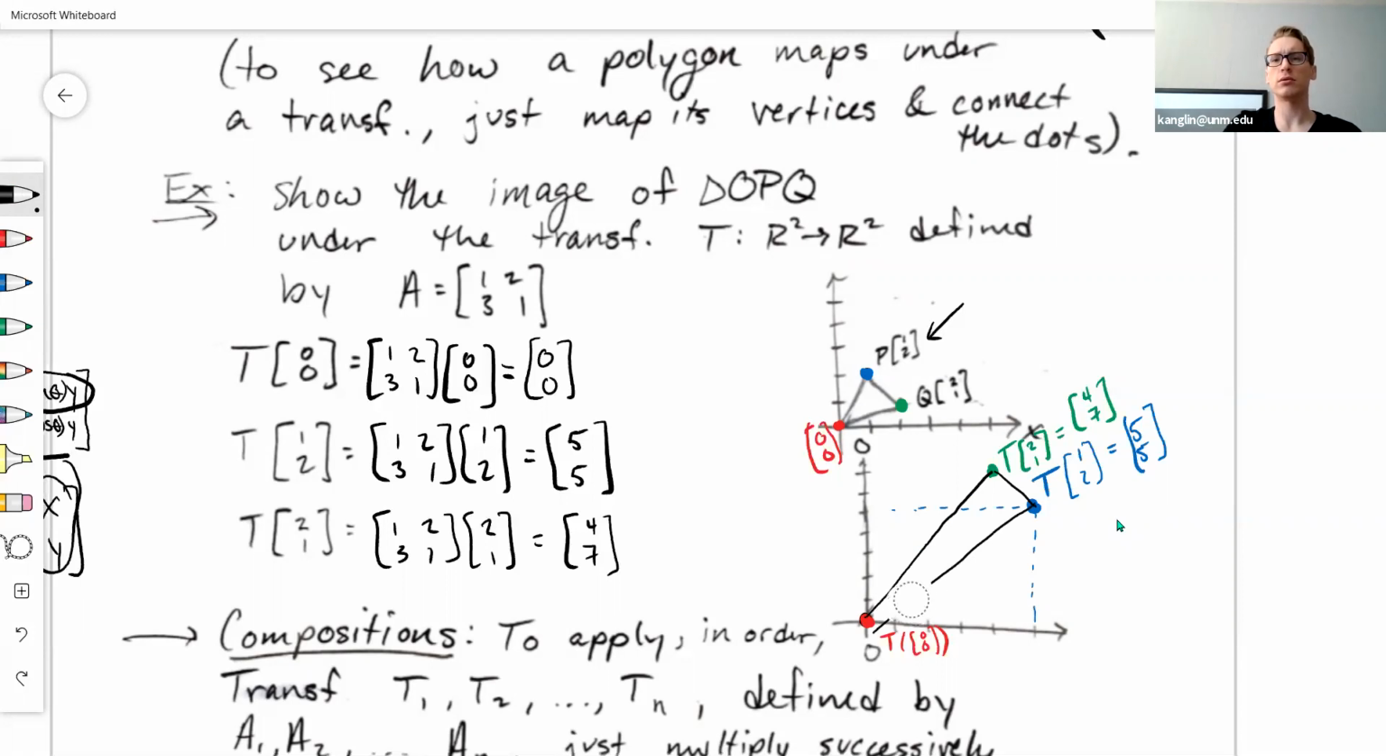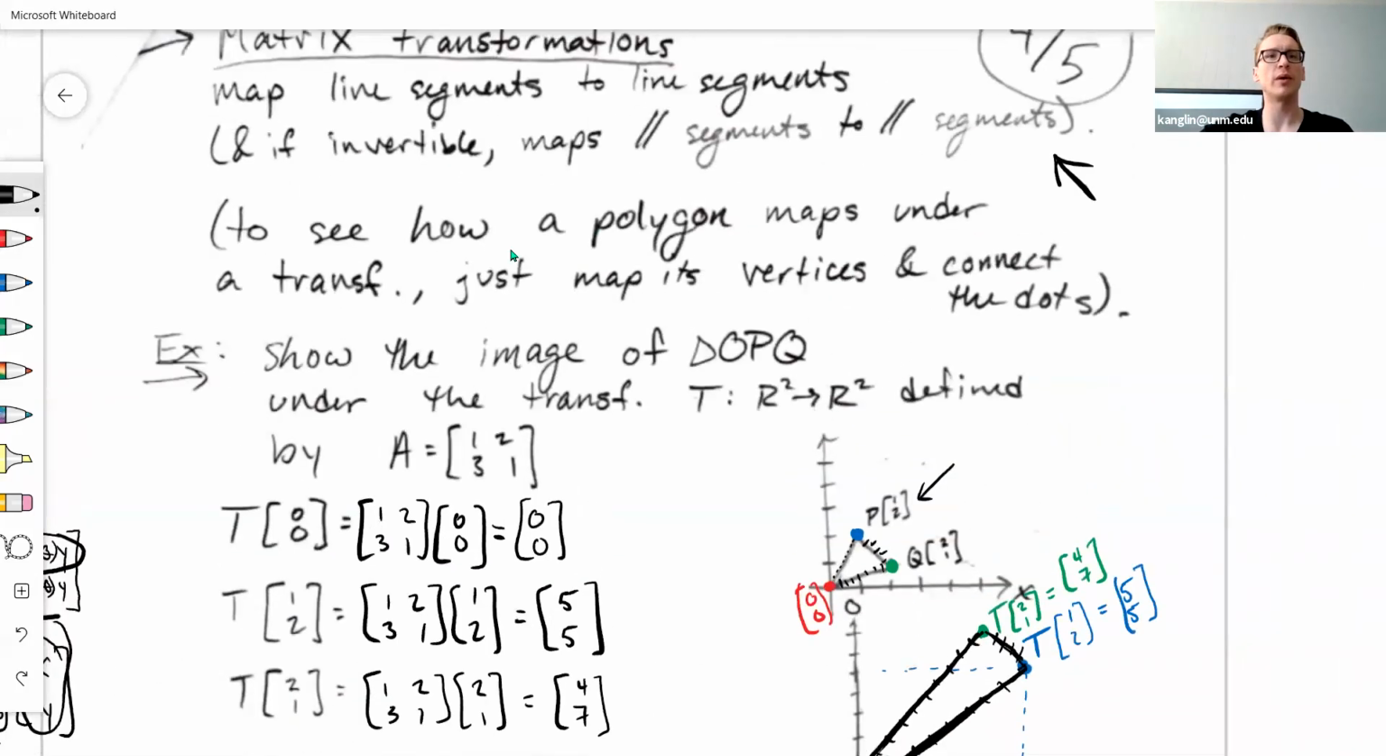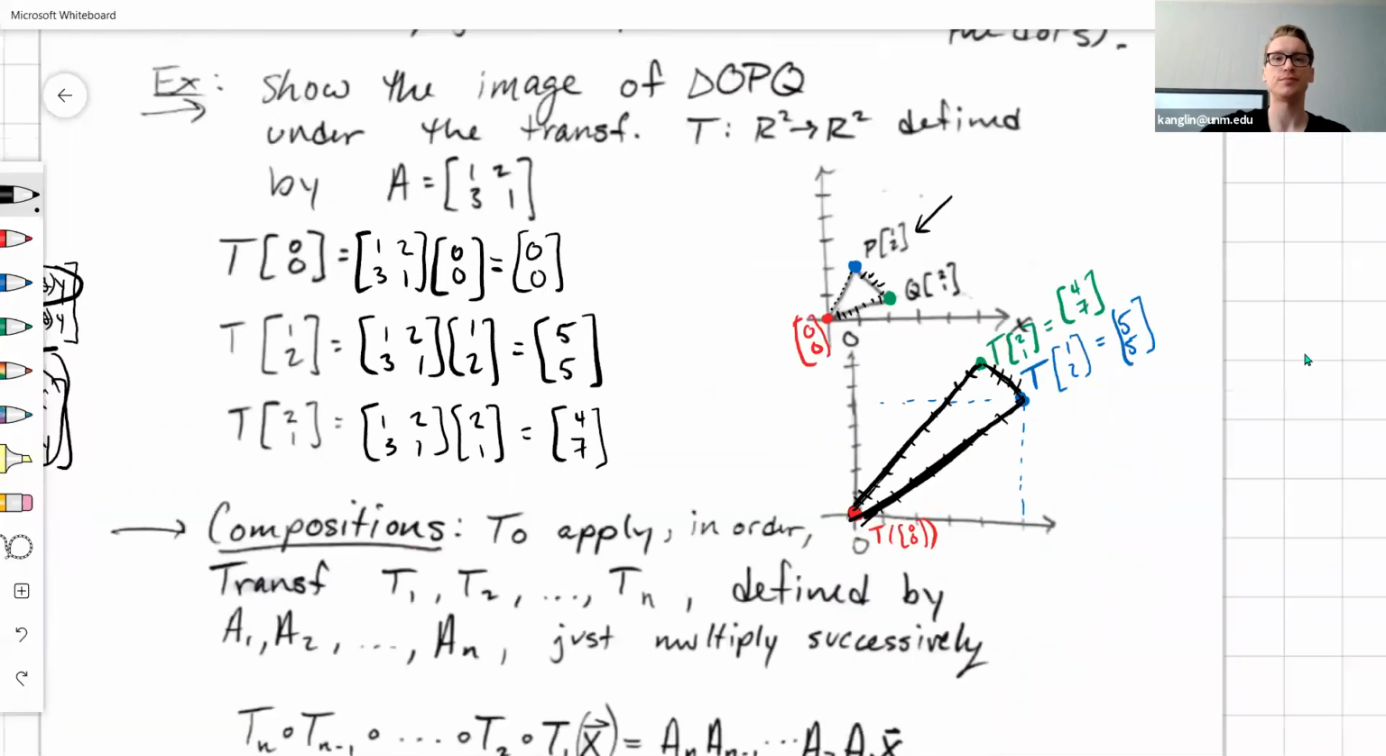Now just use your imagination and act like that's a straight line for me. There we go. Right, so every little point on this segment maps to some point on this segment. Every little point on this segment maps to some point on this segment. And every little point on this segment maps to some point on this piece. In that sense, we say that triangle OPQ has this image that I've outlined in black in the codomain under transformation T. Okay, so this is what we meant by how to map a polygon under a transformation.